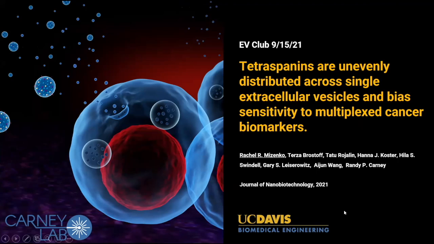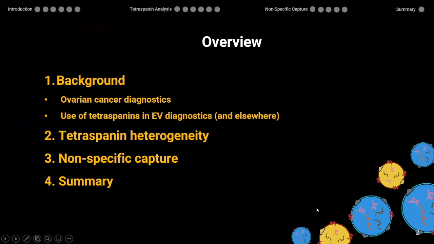So today I'll be starting by giving some background, first on ovarian cancer diagnostics and why we need new ones. And then I'll get into the use of tetraspanins in EV diagnostics and elsewhere so everybody can understand why this is important to them. After that, I will get into my results, first on tetraspanin heterogeneity, and then on non-specific capture, specifically by our biotinylation method. At the end, I'll give you a summary of our results and some key takeaways from the paper. If you are familiar with the paper, it is a fairly long one. So there are a couple things that I am not planning on going over, such as interferometric imaging. Please feel free to ask questions about this if you are interested at the end. So with that, I'll get into my background.